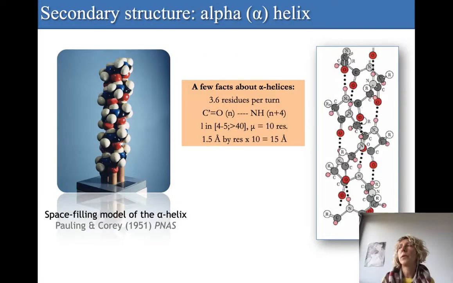So very important, one of the main secondary structure elements is the alpha helix, and one thing that is interesting about this one is that it was proposed before anybody had seen an alpha helix in reality. So it was really the model before the observation here. So we have 3.6 residues per turn, meaning that residue i interacts with residue i plus 4.